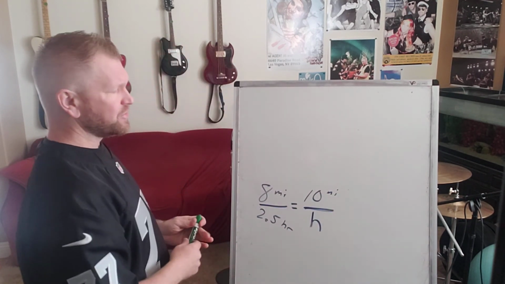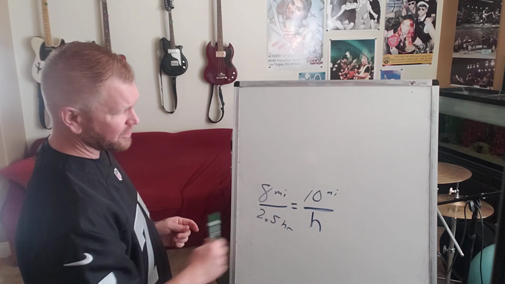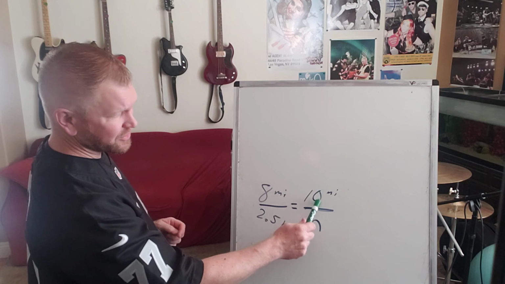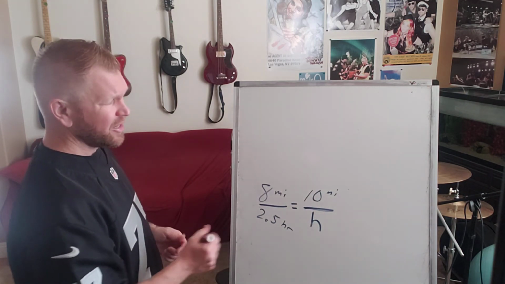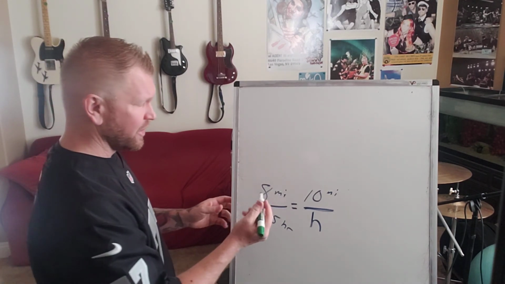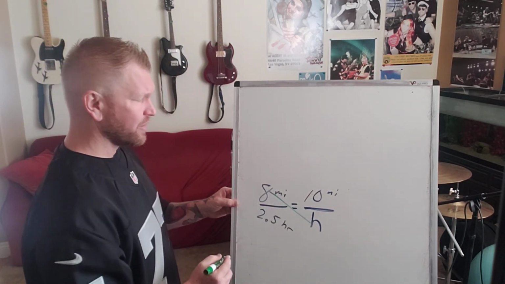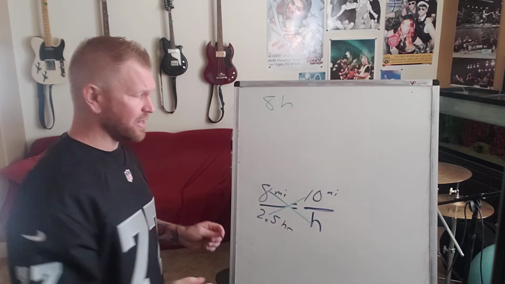By the way, if she wanted to go 16 miles instead of 10 miles, I wouldn't even need cross products, because if you wanted to change 8 miles to 16 miles, you would just double it. So you would just double the hours and you'd be done. But because 10 is not a multiple of 8, it's not quite that easy for this one. So let's multiply this times this. That's 8h. And let's multiply 2.5 times 10.